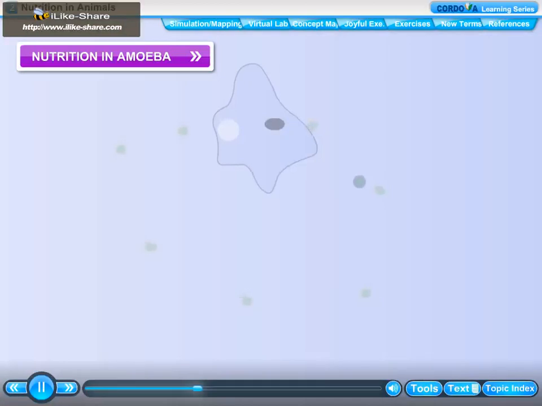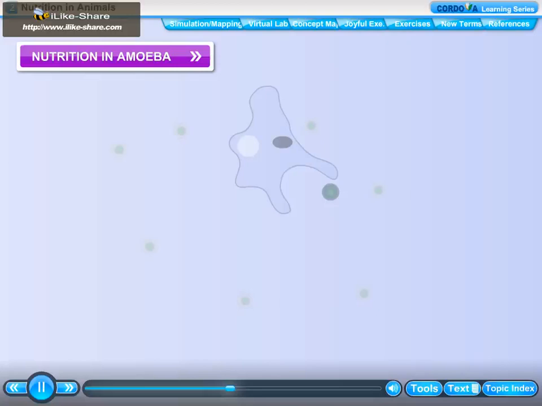Ingestion. Amoeba eats tiny microscopic plants and animals as food, which float in water in which it lives. When an amoeba encounters a suitable organism, it pushes out two pseudopodia around the organism. Gradually, the tips of the pseudopodia fuse with each other. As a result, the food is engulfed with a little surrounding water to form a food vacuole inside the amoeba.